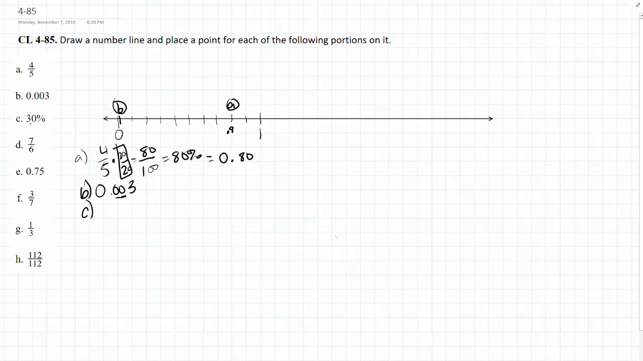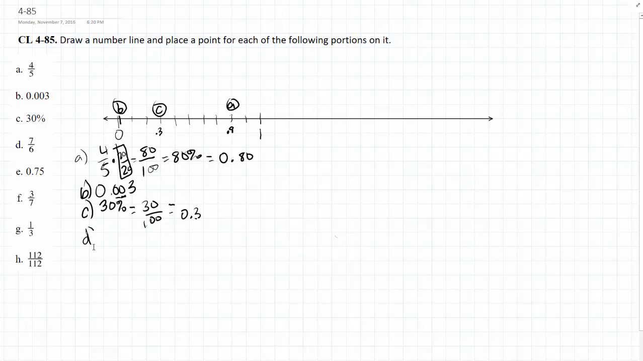C, well, we looked at 80% before, and we know that percent means out of 100, so this is 30 out of 100. If we have 30 out of 100, that means we have 3/10, so we have 0 and 3/10. This is going to be 0, 1/10, 2/10, and 3/10 right here. So we can safely say that C goes right here.